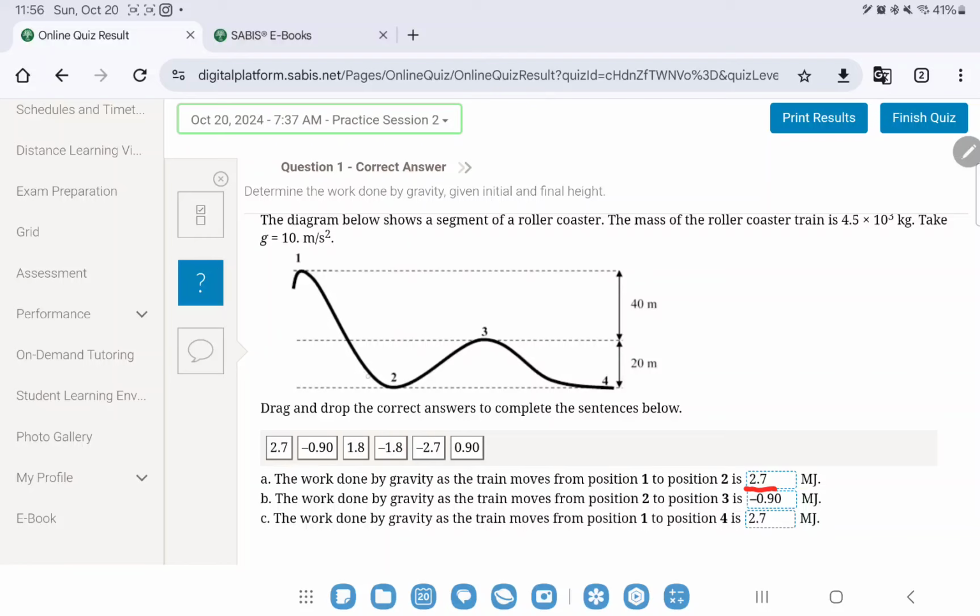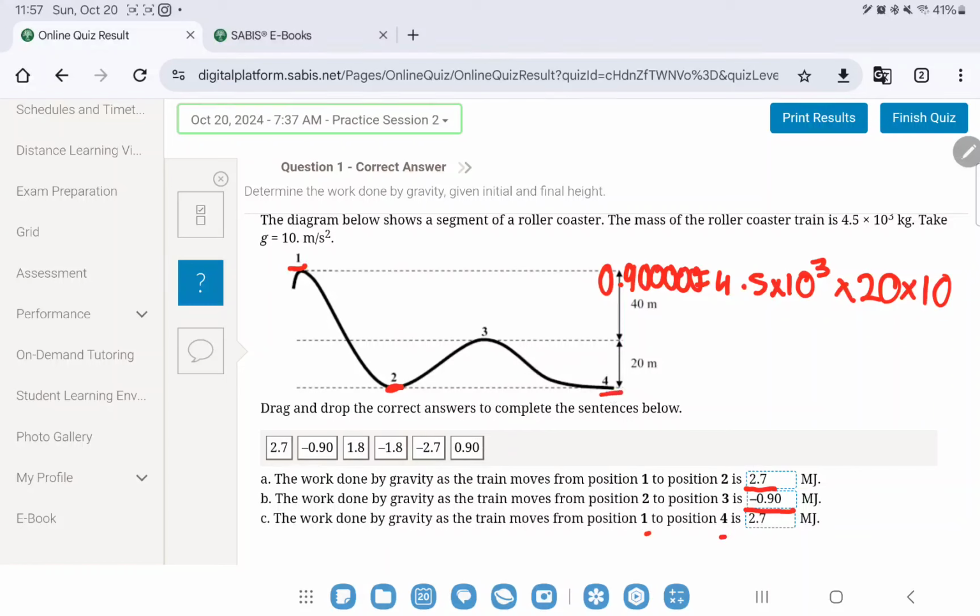Okay, we'll do B first. Going from 2 to 3, the distance is going up, so it's going to be negative. The distance is 20 meters, so 4.5 times 10 power 3 times 20 times 10 gives you 9 followed by 5 zeros. When you go back 6 spaces, you get 0.9 megajoules, and it's negative, like we said, because it's going up.